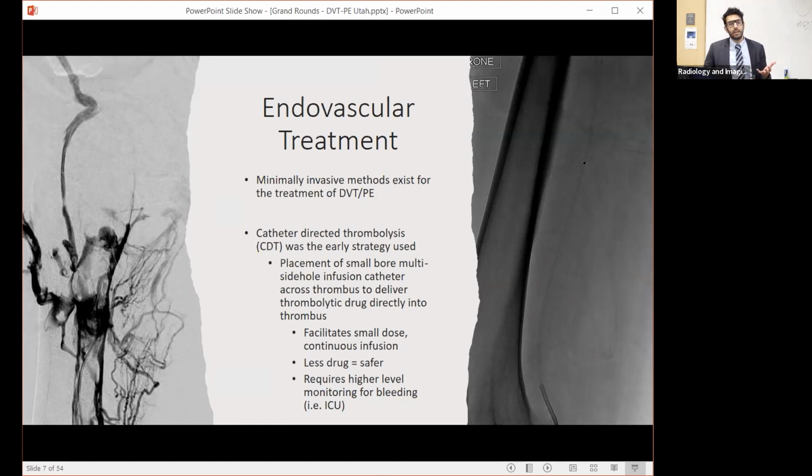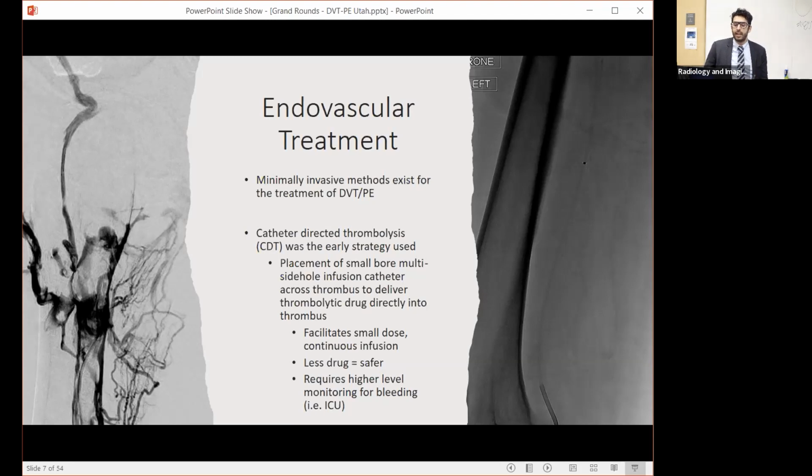So now, where is the role of IR? Where's the role of endovascular treatment? Where has it sort of come from? The main thing that started was actually catheter-directed thrombolysis, or CDT, and it's basically a minimally invasive way to address this. The way that we treat this is you take a small bore infusion catheter, you place it across the clot, and you directly infuse the medication called TPA into the thrombus.